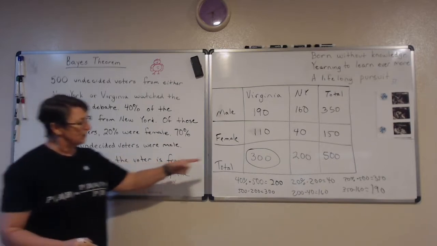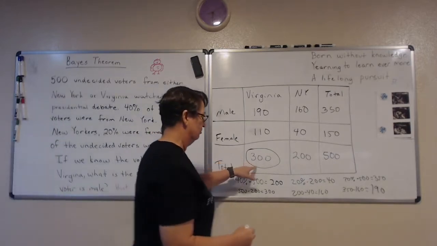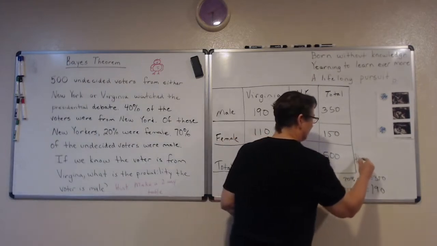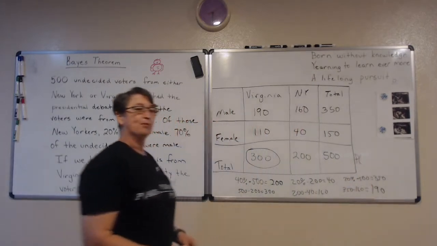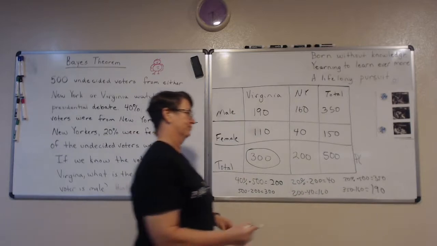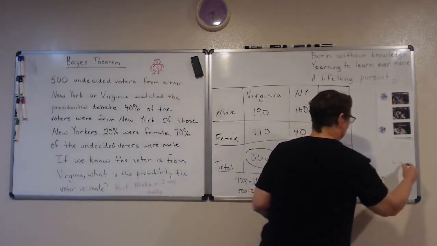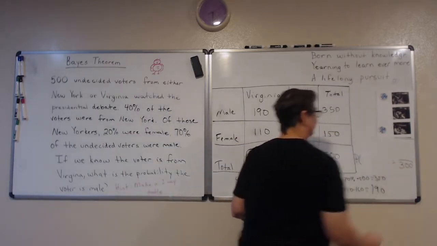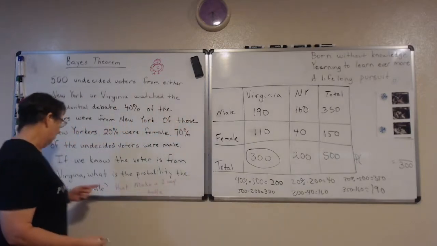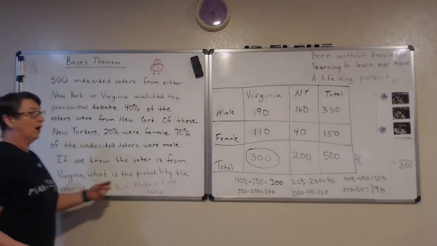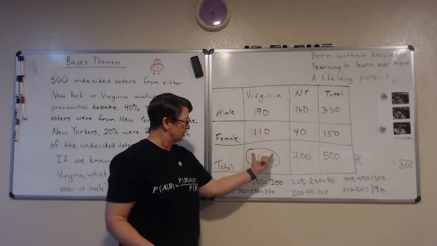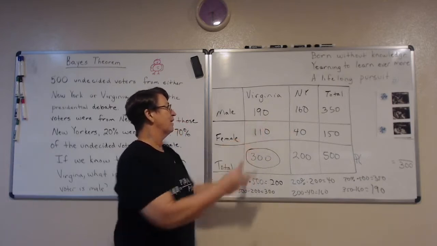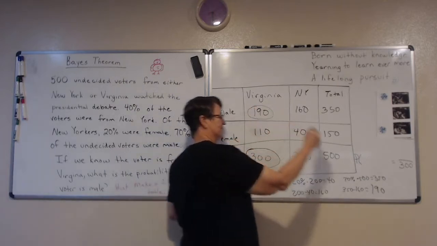So I'm only looking at these guys. That's my total. Remember, with probability, I put my total on the bottom. So I'm going to have that 300 on the bottom. Then on top, I want the ones that are male. Well, I'm only looking at these ones from Virginia. So the ones that are male are these 190.